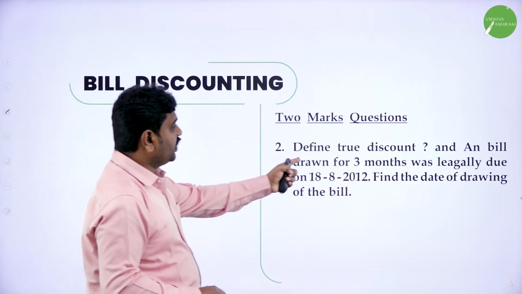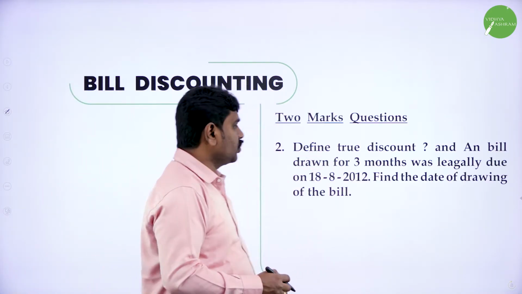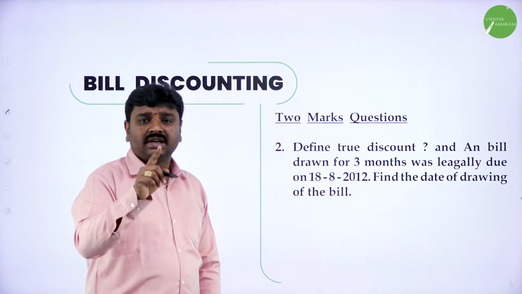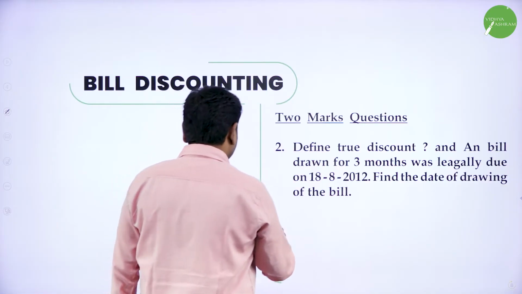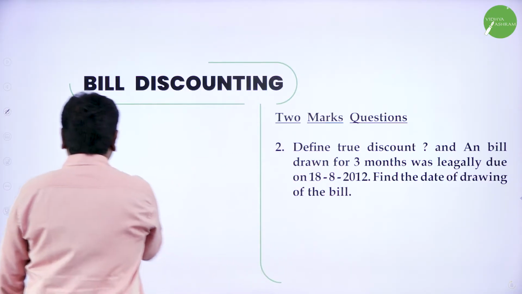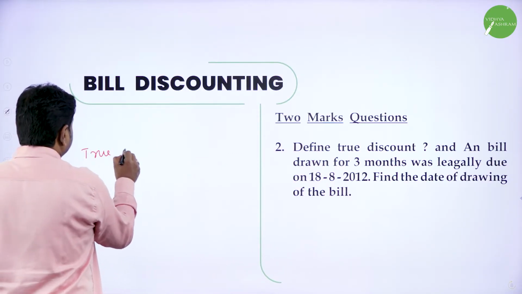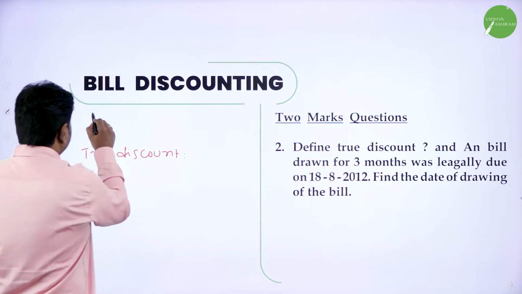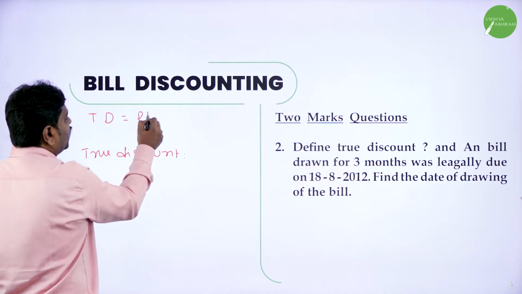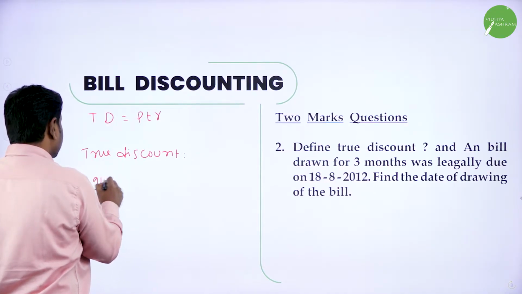Then define true discount. What is true discount? True discount is the simple interest calculated on present value. They want you to define it, so we'll define it. What is true discount? The TD formula is PTR. PTR means simple interest. It is the simple interest.